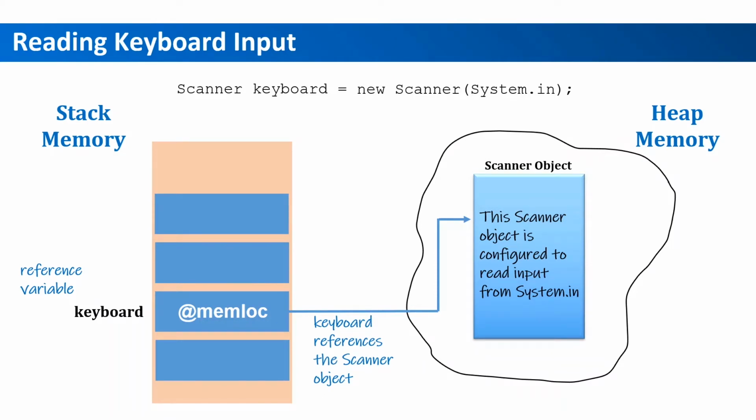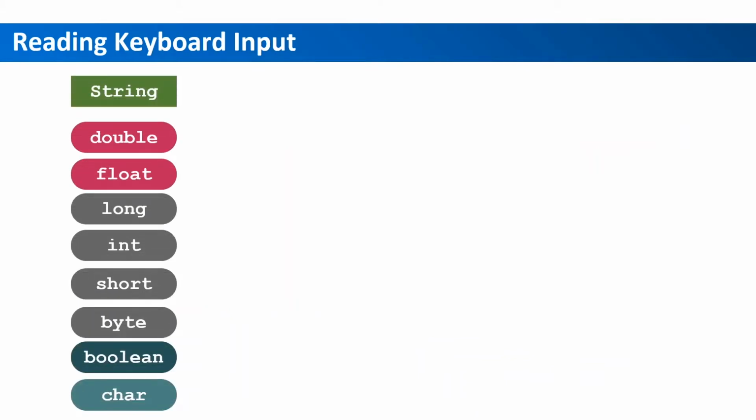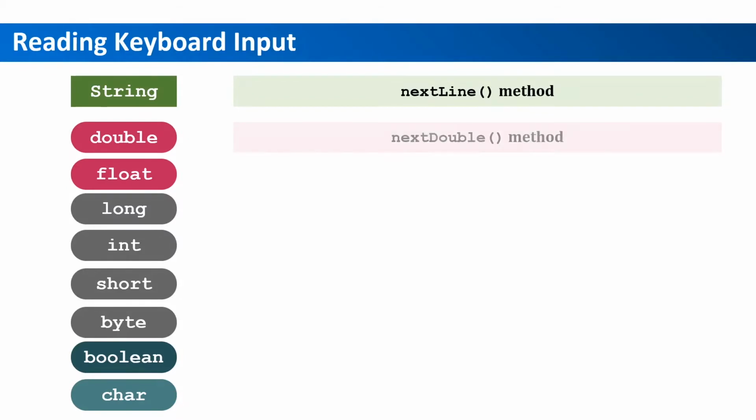Alright, so let's focus on what this Scanner object can do for us. The Scanner object has several methods that can read most of the data types that we talked about. To read a string, we use the method called nextLine. To read a double, we use the nextDouble method.